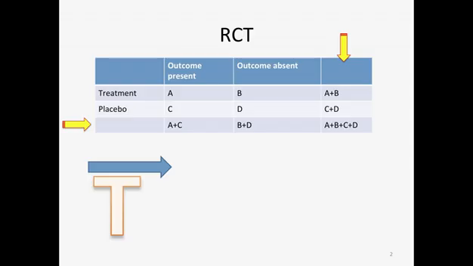The totals are shown in the last row and the last column. Total number of subjects in this study is A plus B plus C plus D. A plus C represents the number of subjects showing the outcome in total, irrespective of the arm to which they belong, the intervention or the placebo arm. B plus D represents the number of subjects not showing the outcome in total. Overall, A plus B subjects are randomized to the active arm. C plus D subjects are randomized to receive the placebo intervention.